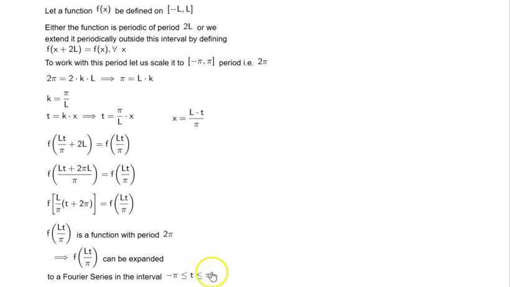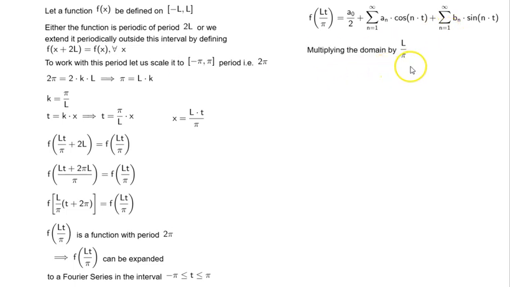Here, remember, we are talking in terms of t. So, f of Lt by pi is equal to a0 by 2 plus the summation from n equal to 1 to infinity of an times cos nt plus summation from n equal to 1 to infinity of bn times sin nt. This is our Fourier series.